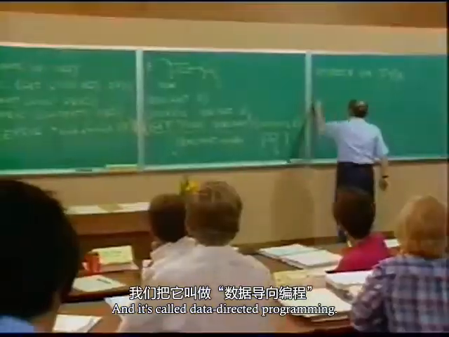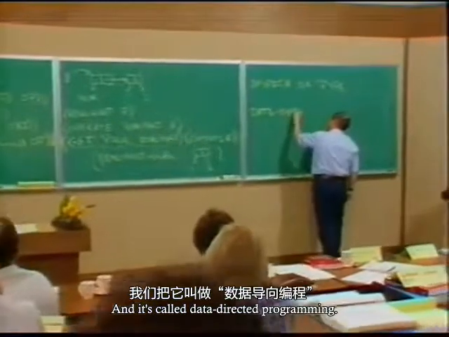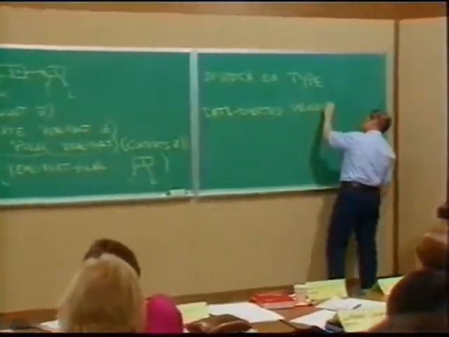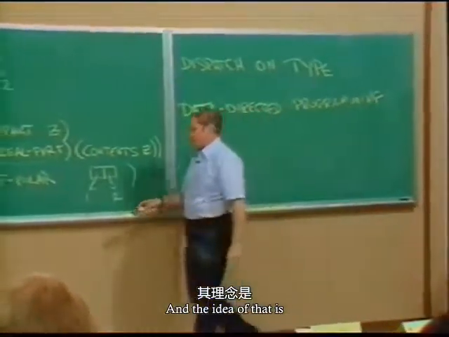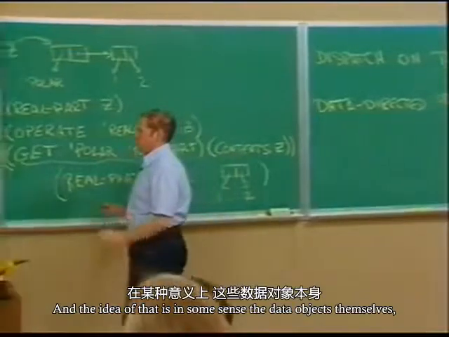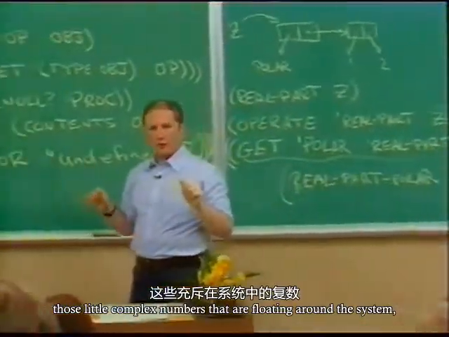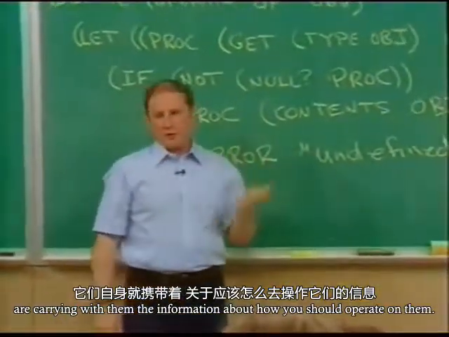and it's called data-directed programming. And the idea of that is, in some sense, the data objects themselves, those little complex numbers that are floating around the system, are carrying with them the information about how you should operate on them.